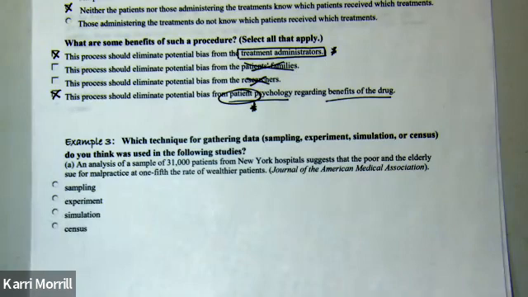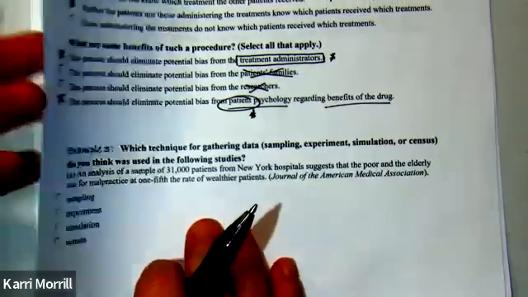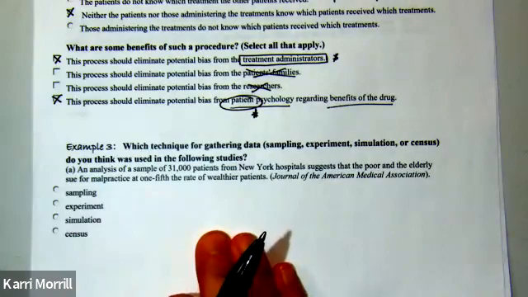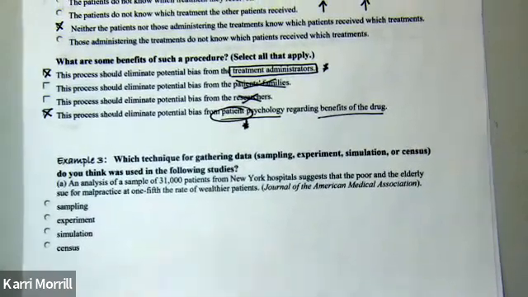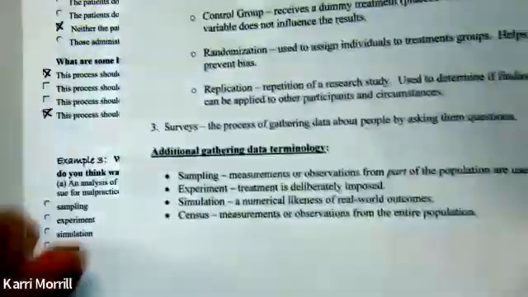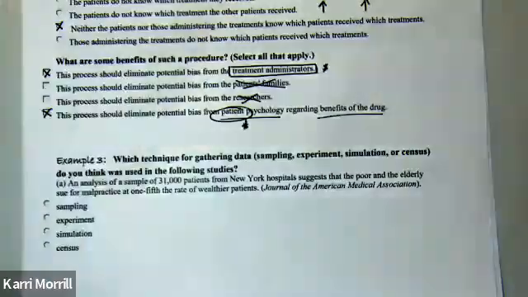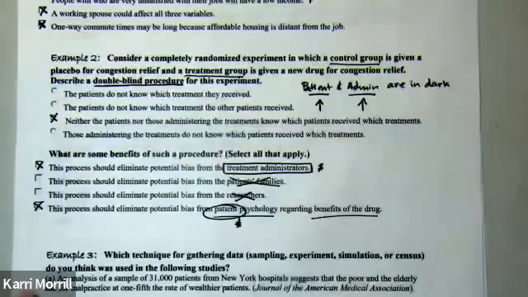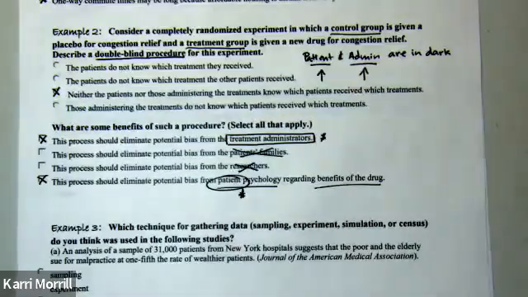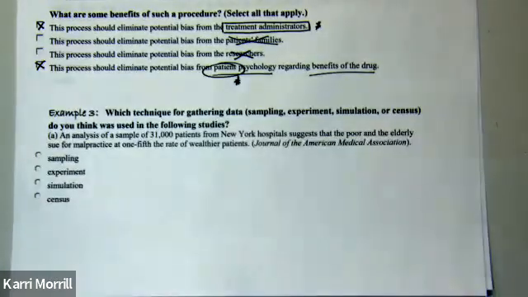Which technique for gathering data, which was the sampling, experiment, simulation, or census, do you think was used in the following studies? So we have some A, B, C's, and D's on the next page that we'll go through just to practice what we learned on the previous page, some of those different types of terminology. And we're going to apply it. Which type of technique would they use for gathering this data?